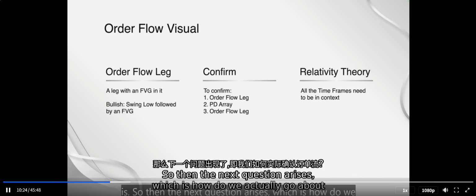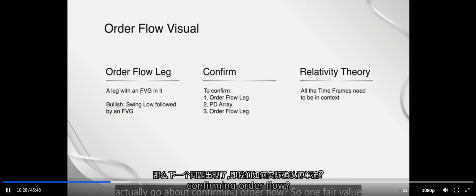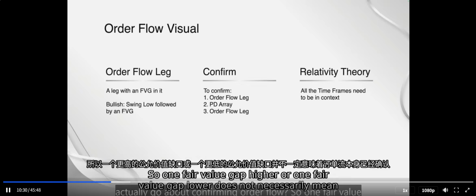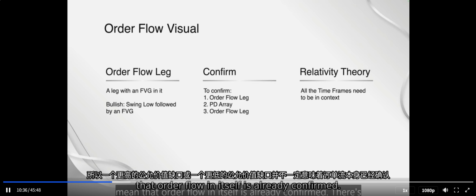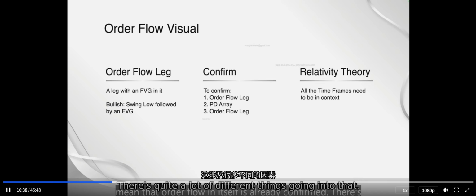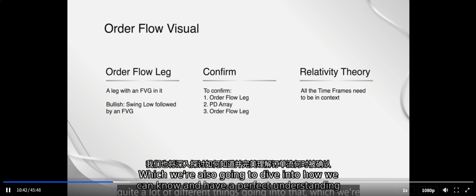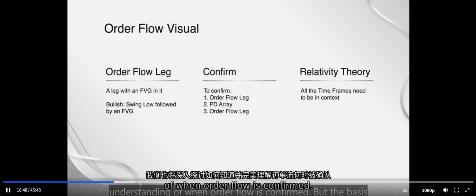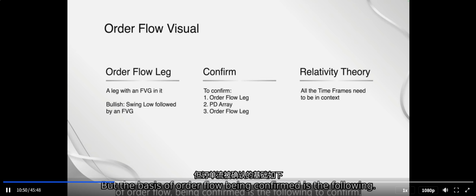So then the next question arises, which is how do we actually go about confirming order flow? One fair value gap higher or one fair value gap lower does not necessarily mean that order flow in itself is already confirmed. There's quite a lot of different things going into that, which we're also going to dive into, how we can know and have a perfect understanding of when order flow is confirmed. But the basis of order flow being confirmed is the following.